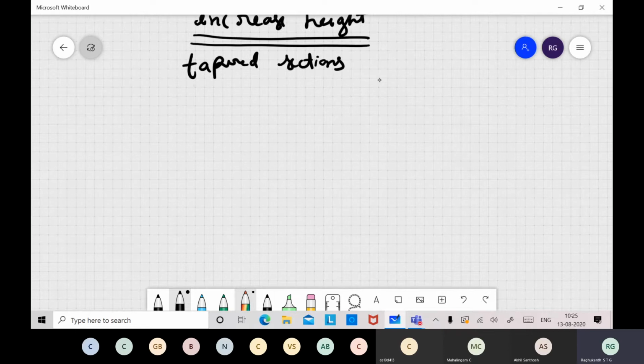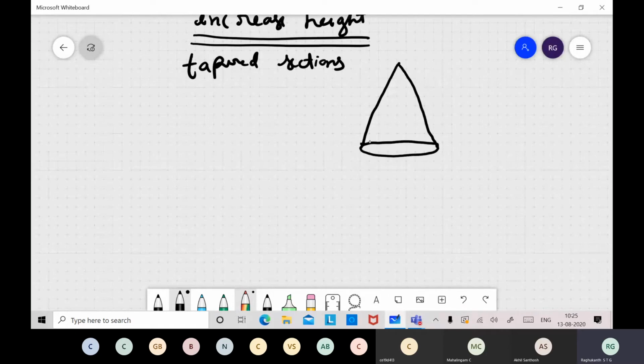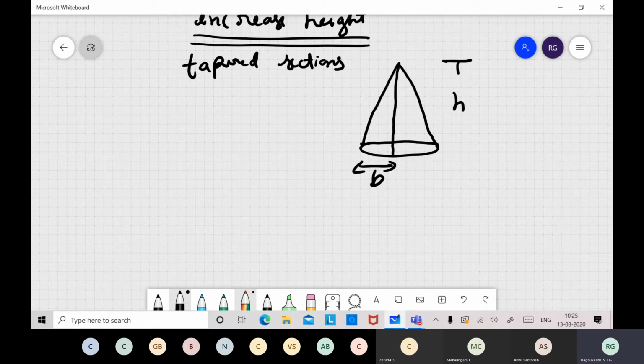Here in this paper, he has given a derivation. So you have a tapered section, at the bottom it's like a cone, just like a pyramid. Now if B is the radius at the bottom, and h is the height of this tapered section, so this is a critical height.